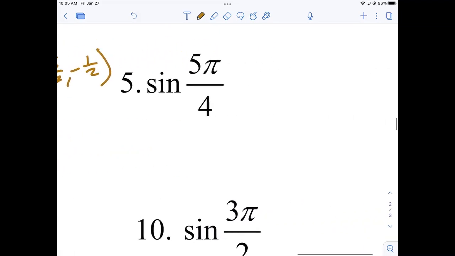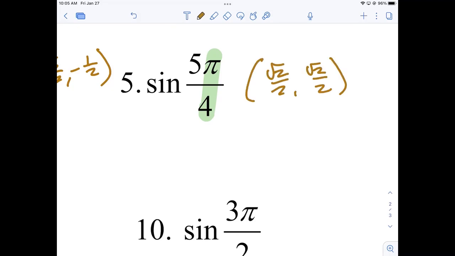All right, number 5, sine of 5 pi 4ths. Finally, a pi 4ths angle. That's going to be root 2 over 2, root 2 over 2. 5 fourths, that's just bigger than 1. So that's just bigger than pi in quadrant 3, where it's negative, negative. And you want the sign? Okay, I'll give you the sign.